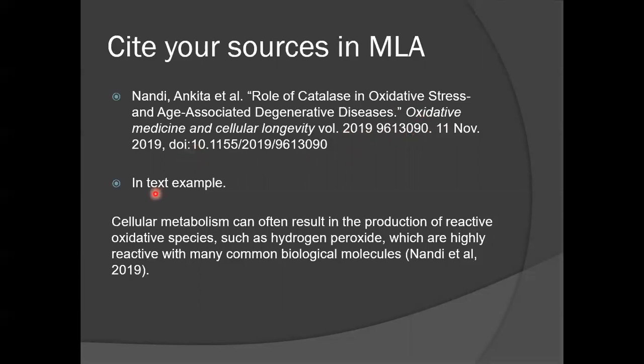An in-text example would be if I took some information from this paper and stated, cellular metabolism can often result in the production of reactive oxidative species. This is information that was found in this paper. I put it in my own words, and then in parentheses, I state where this information came from. This will be gone over in more detail in the paper format tutorial.